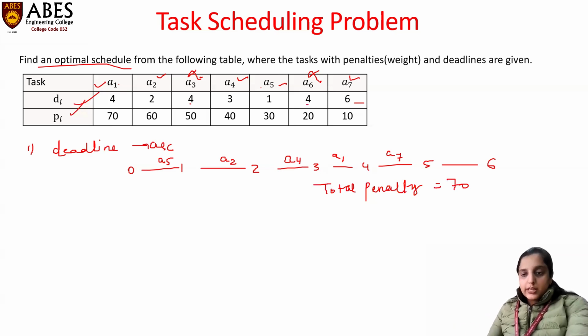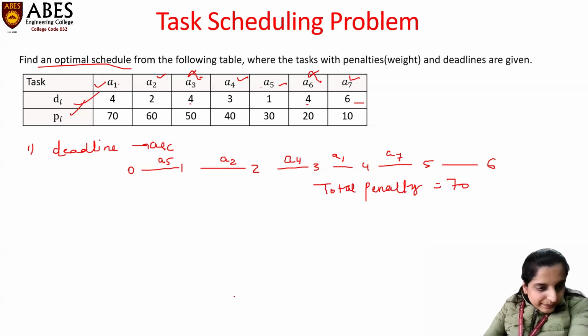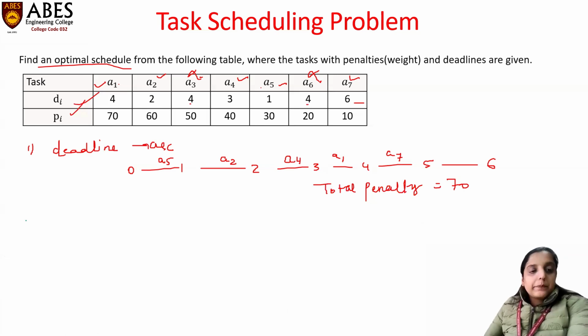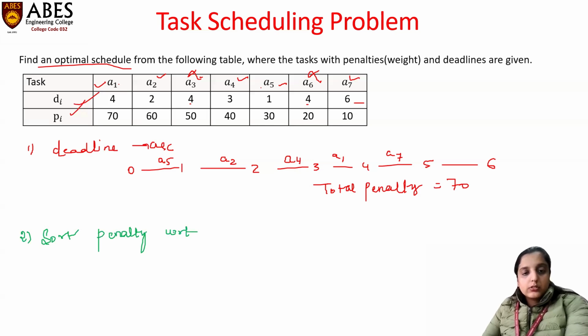When we ask this of students, the next reply they usually give us is, ma'am, just arrange with respect to penalty. It means the task which costs us more penalty should be done first. So what we will do now, let's take a different pen. One second, let me take the pen. So my second approach will be to sort my penalty in descending order. This can be one approach.